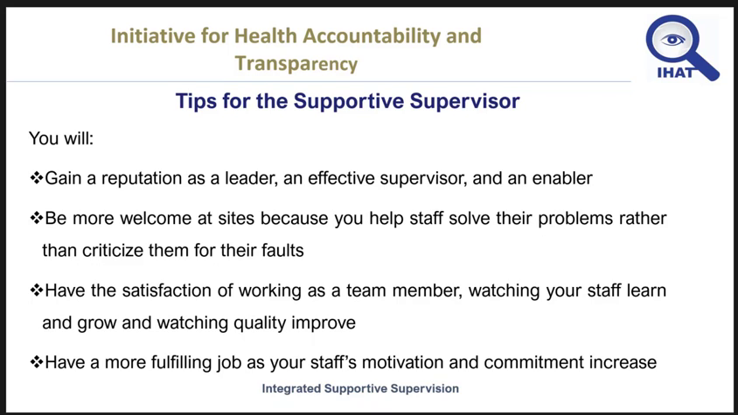You will have the satisfaction of working as a team member, watching your staff learn and grow, and watching quality improve in the process. You also have a fulfilling job as your staff's motivation and commitment increase by the day.